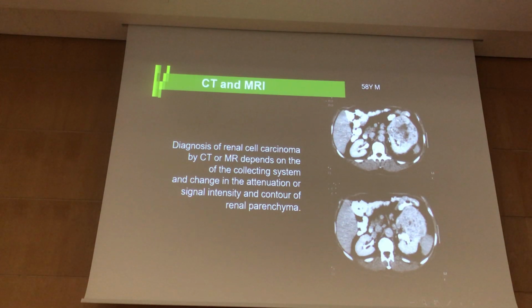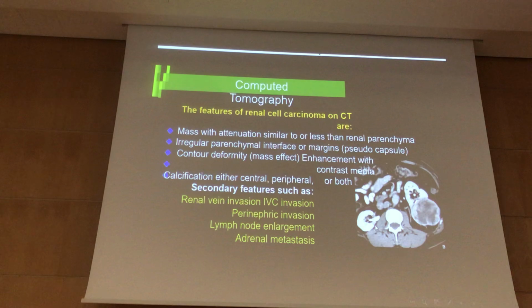Again, another renal cell carcinoma. But this one has, again, lymph nodes. You can, again, see some lymph nodes here in the para-aortic region. Again, stage 3. Another renal cell carcinoma.